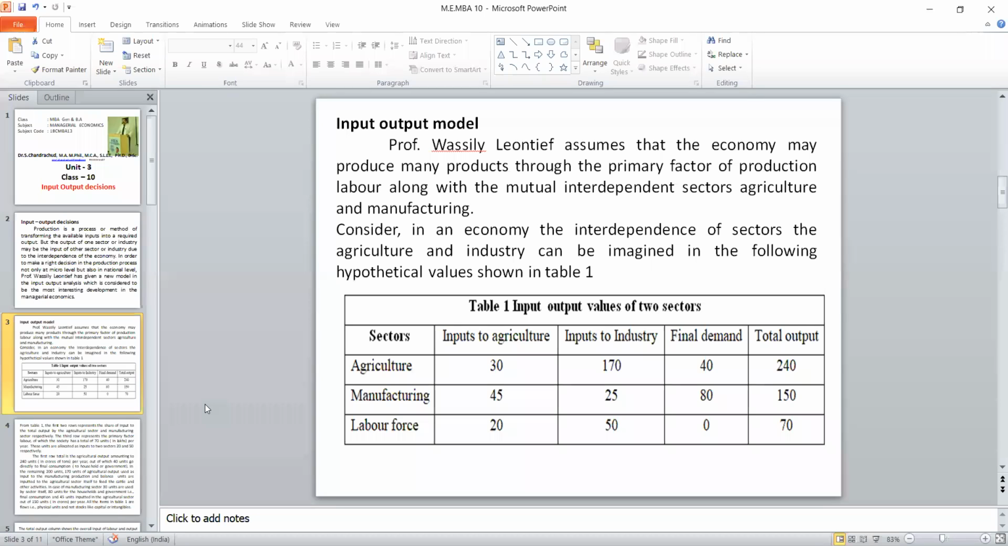Yes, sir. Based on these hypothetical values, the total output of agriculture is 240, out of which 30 is utilized by their own sector, 170 is utilized by the manufacturing industry, and the other 40 is for the household and government sector. Similarly, for the manufacturing sector, total output is 150, out of which 25 is utilized by their own, 45 for agriculture, and final consumption by government and individuals is 80.